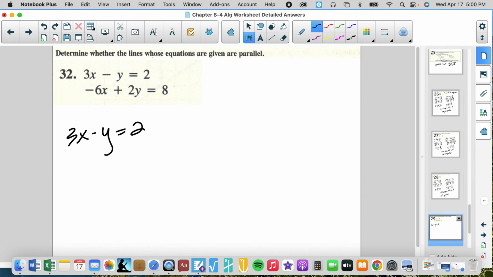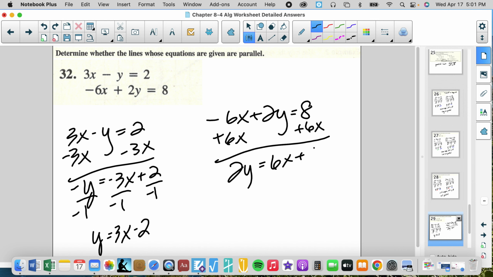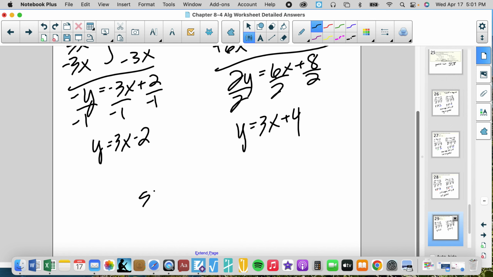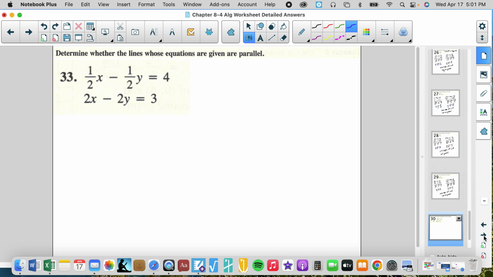3x minus y equals 2. Negative 6x plus 2y equals 8. Minus 3x, minus 3x. Negative y equals negative 3x plus 2. Divide by negative 1. Y equals 3x minus 2. Add 6x, add 6x. 2y equals 6x plus 8. Divide by 2. Y equals 3x plus 4. Kind of wish that they gave us one with the same slope and the same y-intercept. That would have been fun. So same slope, different y-intercepts, lines are parallel.